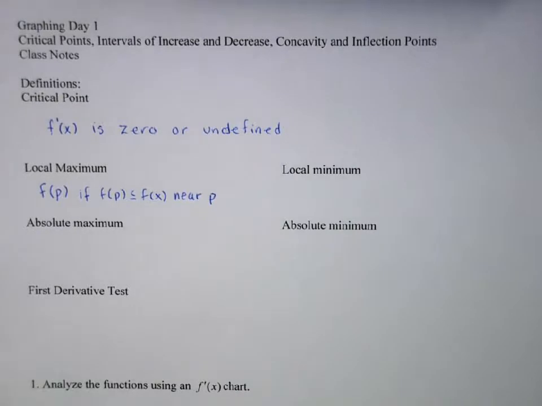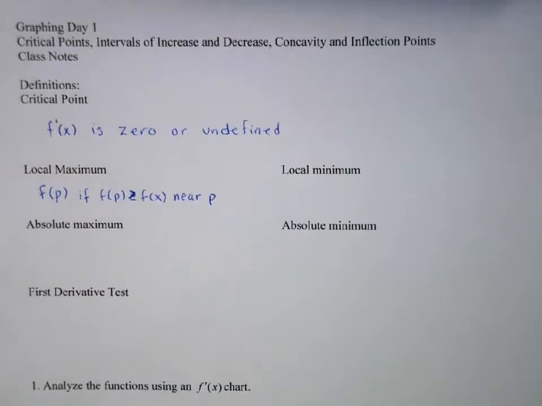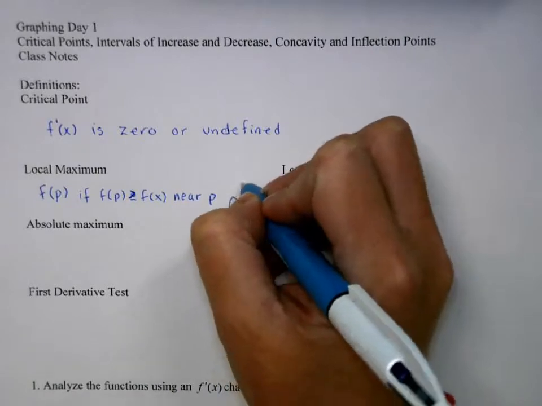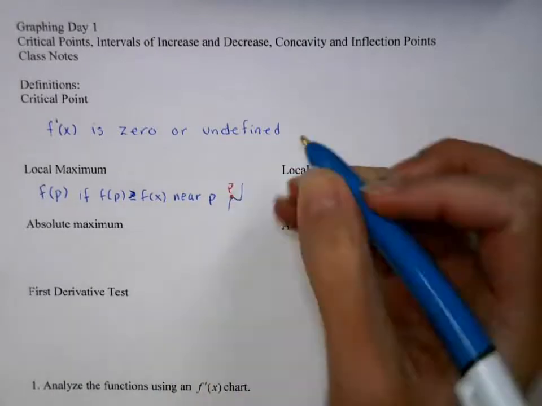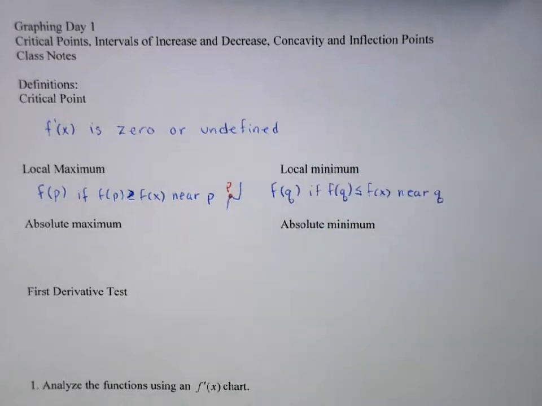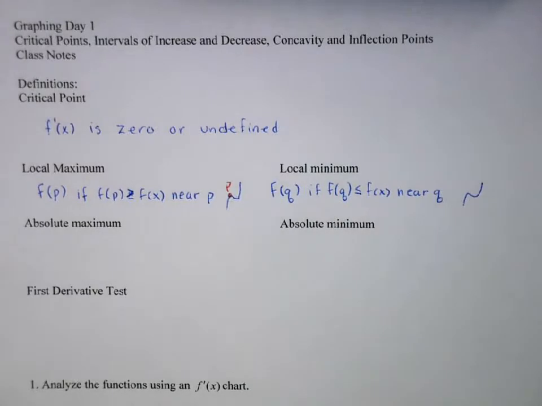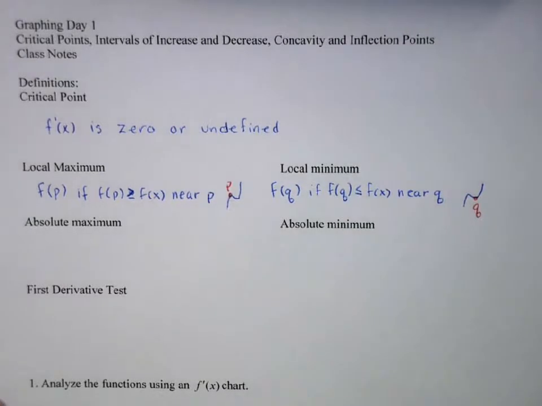A local maximum is f of p if f of p is greater than or equal to f of x near p. So if I had a graph like this, this would be a local maximum because near this value, it's the biggest thing around. We'll have a local minimum, f of q, if f of q is the smallest thing near q. So you have that same graph. This would be a local minimum.